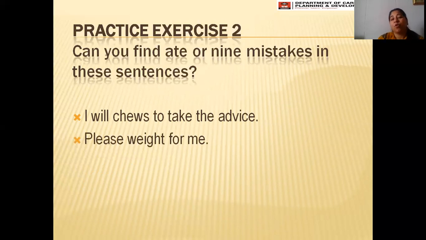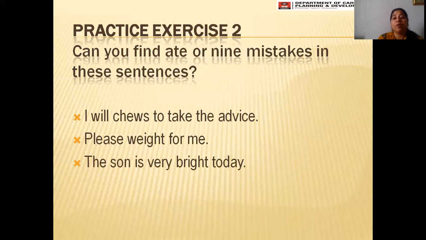Please wait for me. So what weight are we talking about? Are we talking about the kg of weight that we are, of our body weight, or we are talking about waiting for someone? So if you're waiting for someone, this means WAIT. Wait should be used here.